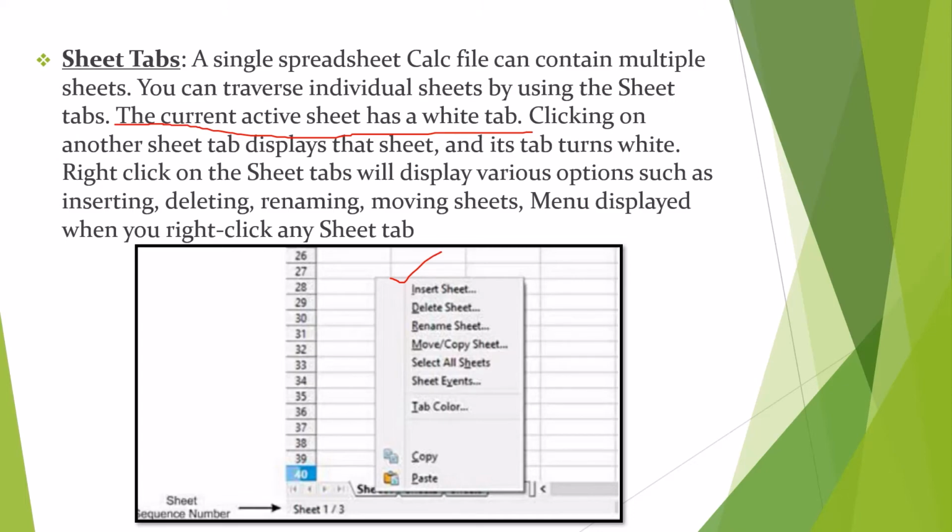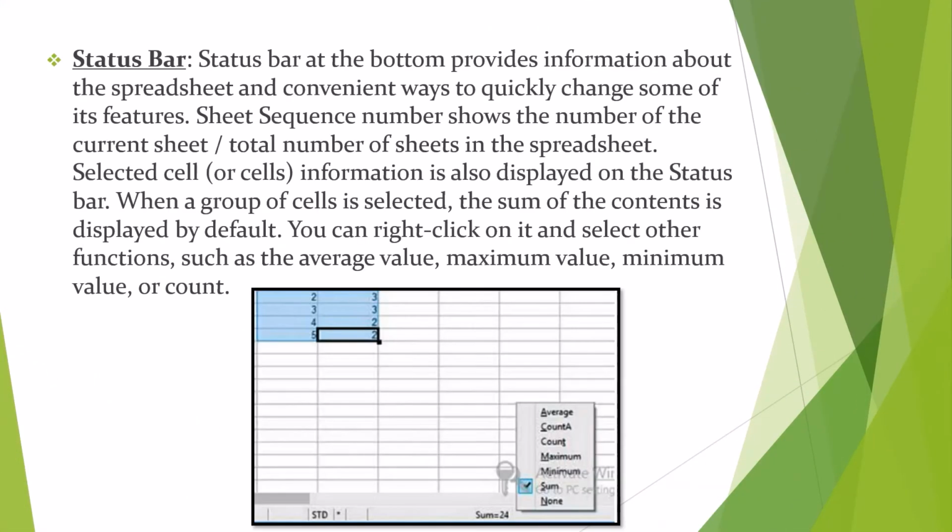Next is the status bar. The status bar is basically used to see the status of the spreadsheet or the information about the spreadsheet, and there are also some convenient ways by which we can quickly change some of the features of our spreadsheet. The sheet sequence number, what does it do? It shows the number of the current sheet or the total number of sheets in the spreadsheet. Like how many sheets there are: sheet 1, sheet 2, sheet 3. Then it will display the total number of sheets present in the spreadsheet.